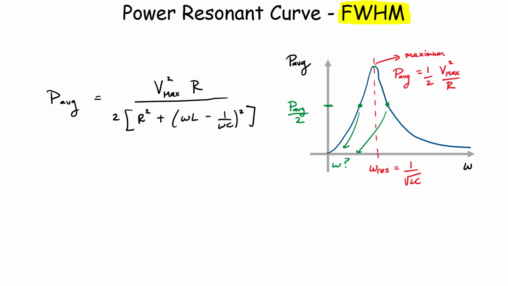You're going to find that the width of this curve right here depends a lot on the resistance of this circuit. The peak position, on the other hand, depends solely on the resonant frequency of this circuit. Let me show you some examples of different power resonant curves now based on different values of parameters for circuits.